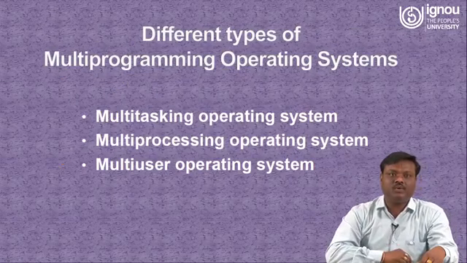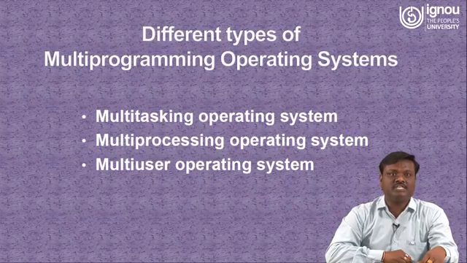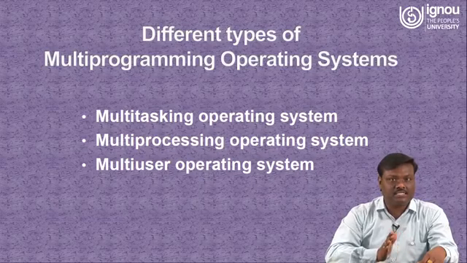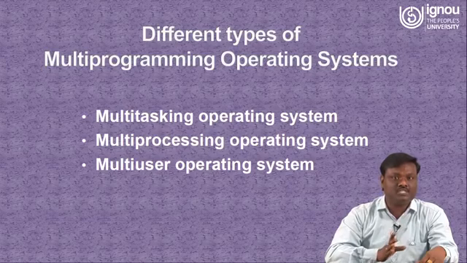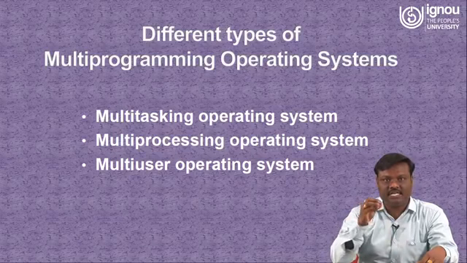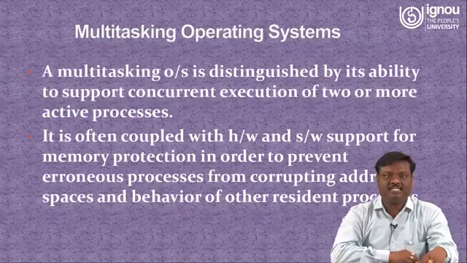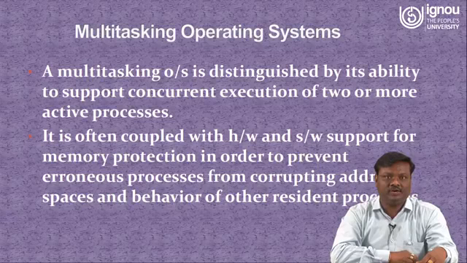Altogether, we can talk about three categories or types of multiprogramming operating systems. One is the multitasking operating system, which allows you to have several tasks, and that too with one processor. And then the multiprocessing operating system, and the multi-user operating system. There is a very slight difference between all these three. Let us see one by one what exactly the multitasking operating system is.